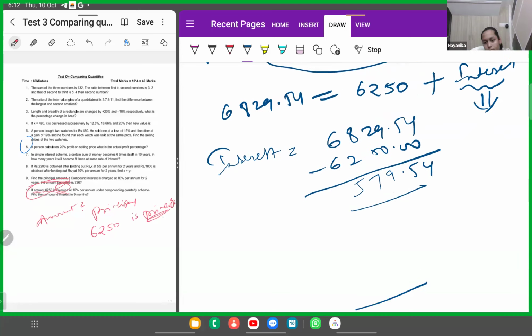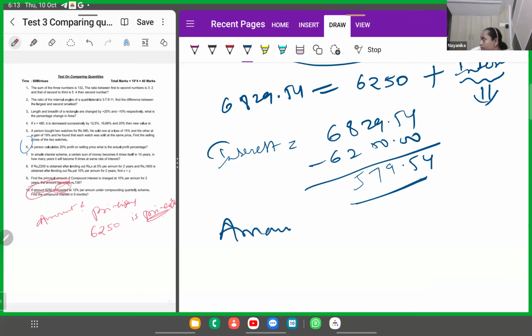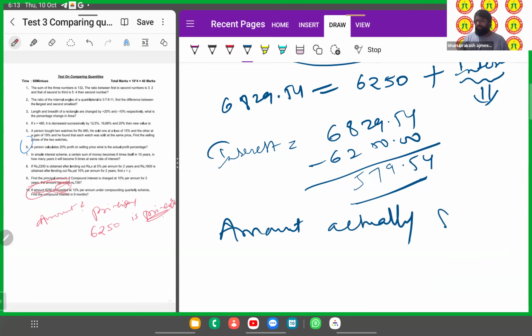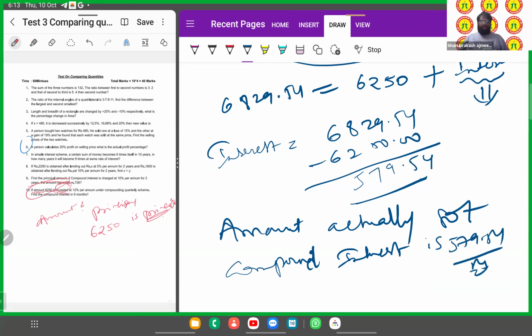So the amount that actually came through compound interest is 579.54 rupees. So we are done with the test problems.